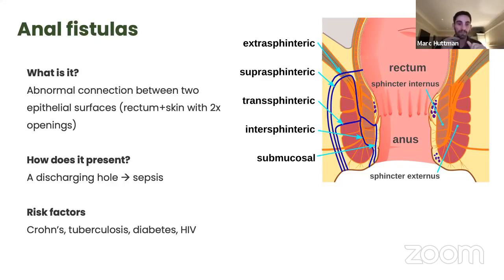Risk factors are the things that you'd expect, things that cause you to have more infections in general: TB, diabetes, HIV, and then Crohn's disease, which is a fistulating disease, unlike ulcerative colitis, which is non-fistulating. And why is that? It's because UC isn't transmural. It only affects the inner layer of the rectum, whereas Crohn's affects the whole layer of the rectum, and therefore there's a chance of fistulas happening. And that's the main cause. If someone presents with a recurrent anal fistula, then they are almost always investigated for Crohn's.